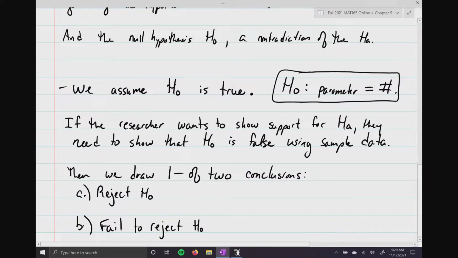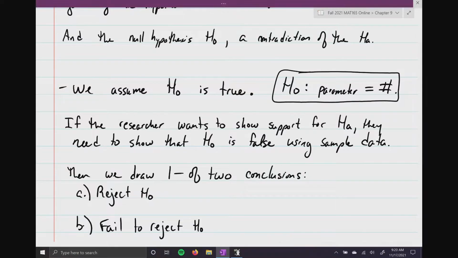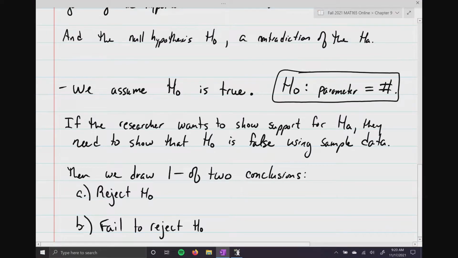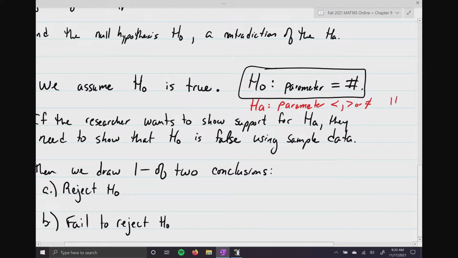The alternative hypothesis, let me write it in a different color here. The alternative hypothesis will have the same exact parameter, except it's going to have some sort of different sign. So it may be less than, greater than, or a not equal to symbol with some value on the right-hand side. And it's going to be the same value as the null hypothesis. Okay?